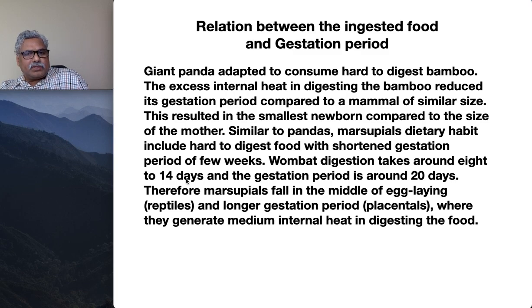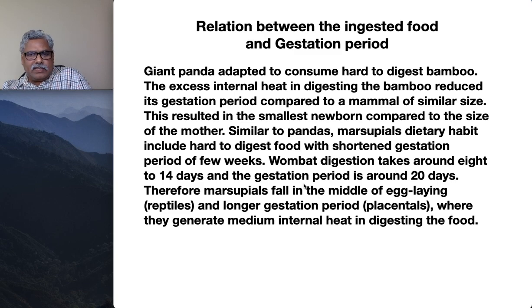That's why these species shorten their gestation period. So wombat digestion takes around 8 to 14 days, and the gestation period is around 20 days. It's almost equal to digesting one food, and therefore marsupials fall in the middle of egg laying and longer gestation period. So reptiles will have shorter gestation, like egg laying, is just 1 day of gestation, and placentals, like most of them, are having longer gestation.